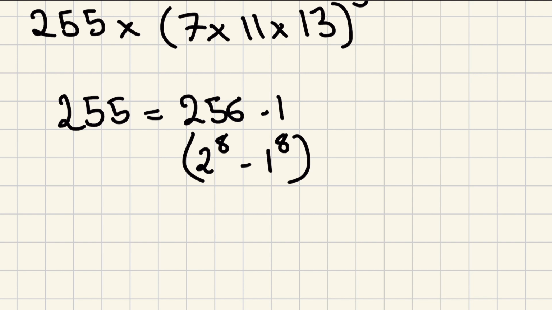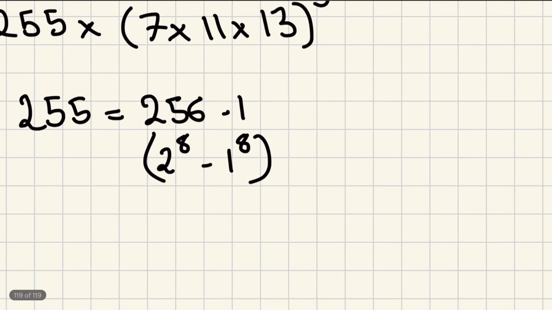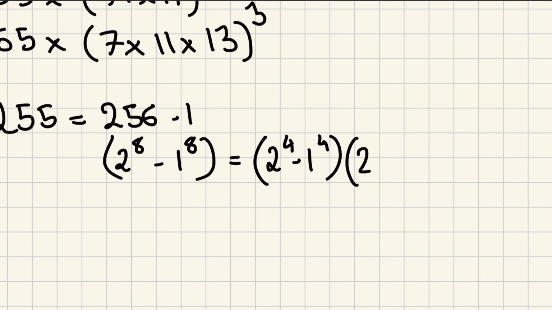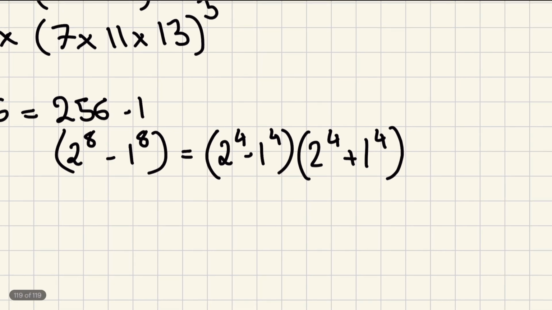This is actually a difference of 2 squares. This is a super useful technique if you can ever spot that a number is the difference of 2 squares, even if they're higher powers as well, as long as they're higher even powers. What you can do is you can do this repeated expansion, where this is 2 to the 4 minus 1 to the 4 times 2 to the 4 plus 1 to the 4. Now this term here is also a difference of 2 squares, so you can expand it out again.